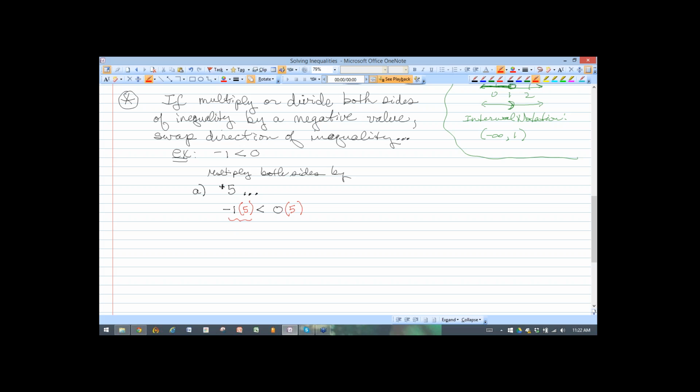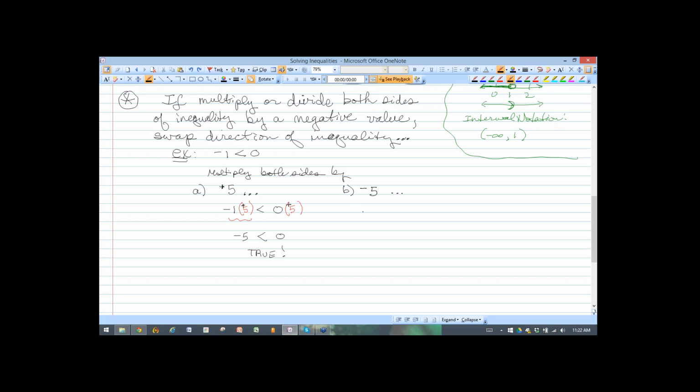So what is this now? This side will now be -5, and the right side is still 0. So is this still true? Yeah, still true. So I didn't swap. Remember, I multiplied by a positive value on both sides. So everything's the same. Now part B, let's multiply by a -5.